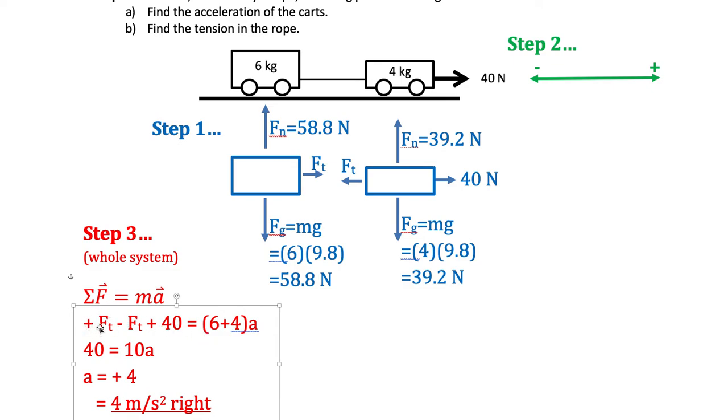I have a positive Ft, that's this guy here going to the right. I have a negative Ft, this guy here going left. And I have a positive 40. Here's my 40 going to the right. And then this guy and this guy cancel, this guy and this guy cancel, so I haven't bothered to write them down. So that's all the forces acting on the whole system added together. This is the mass of all the objects in the system added together, 6 plus 4, 6 comes from there, 4 comes from there. And this is the acceleration of my whole system.